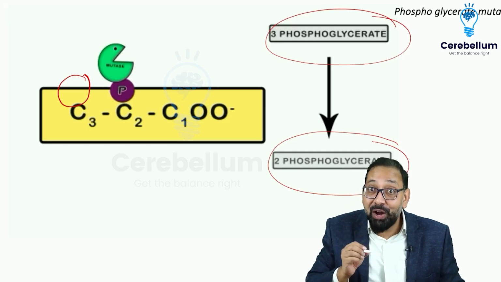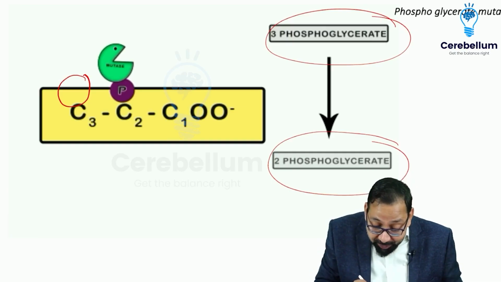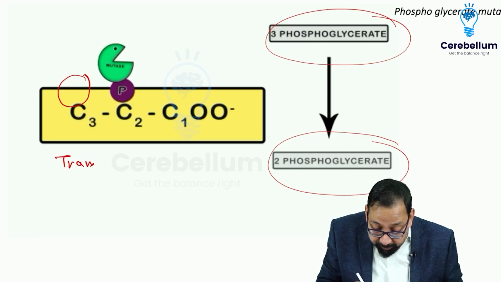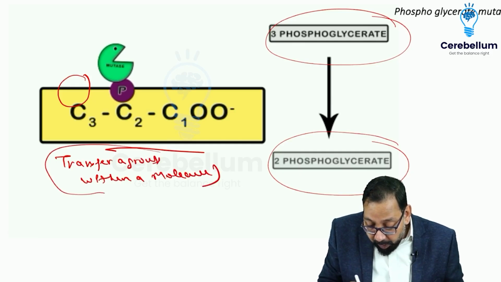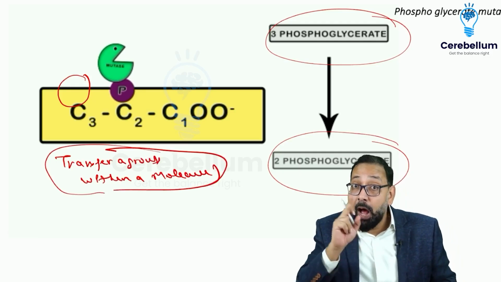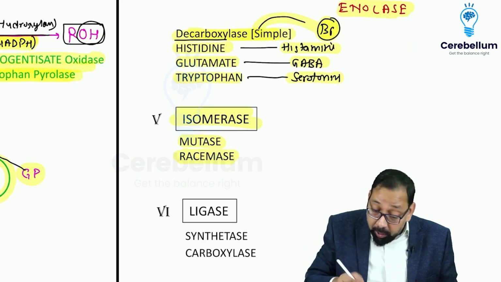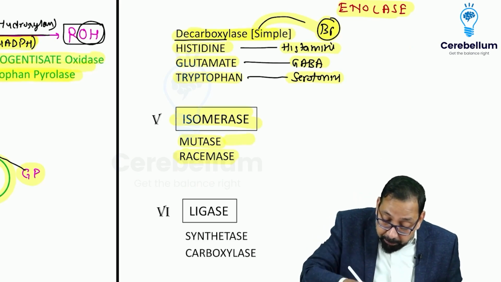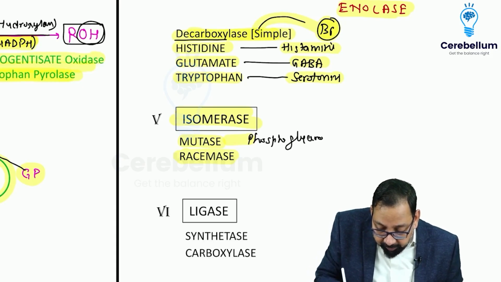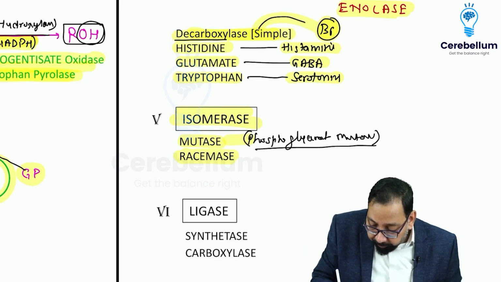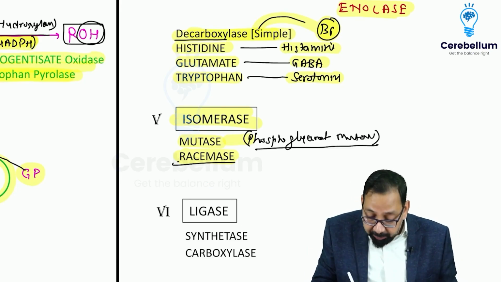But questions are asked on definition also. Mutase transfers a group within a molecule. Within a molecule. But it is not transferase, it is isomerase. An example is phosphoglycerate mutase. I showed you the example by animation. Racemase is isomerase.